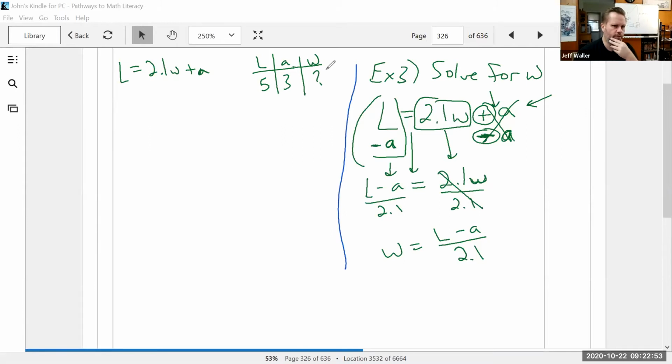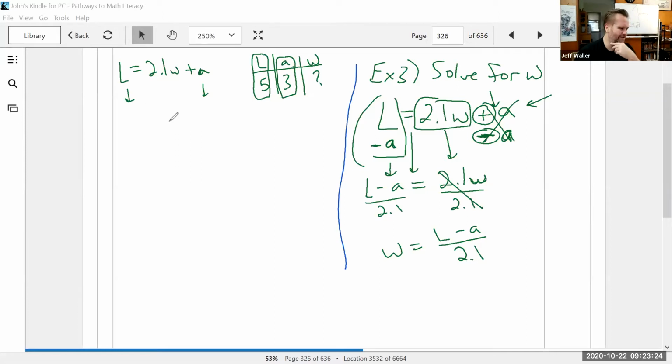Of course you could. So go ahead and do it. You know L is 5 and A is 3. So how would I rewrite this? W equals 5 minus 3.